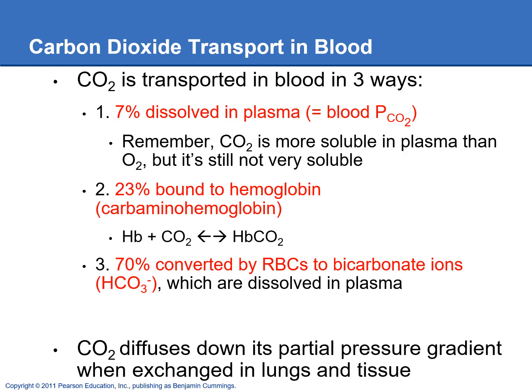The rest of the carbon dioxide will enter into the red blood cells, where 23% will bind to the hemoglobin, and remember that forms the carbaminohemoglobin. And then the majority of the carbon dioxide is going to be converted into bicarbonate ions, which is HCO3-, and that will be moved out of the red blood cells into the plasma. So the majority of the carbon dioxide will be transported as bicarbonate ions in the plasma.